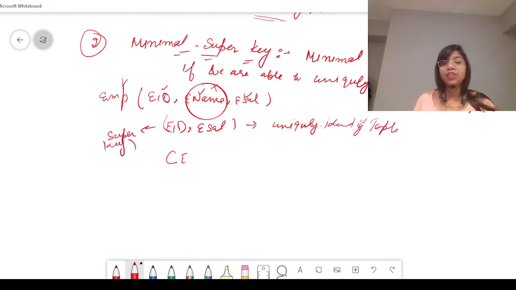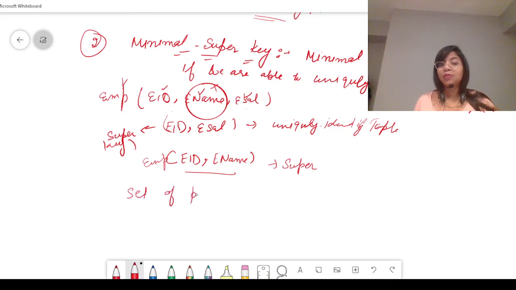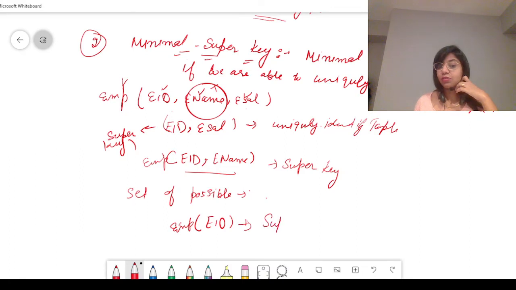And if EID and ename, because maybe two or three employees have the same salary, then EID and ename of the employee table also make a super key. A set of possible values, a collection, is called a super key. Even simply EID, a single attribute of the employee table, is also capable of uniquely identifying the tuple, so it is also called a super key.